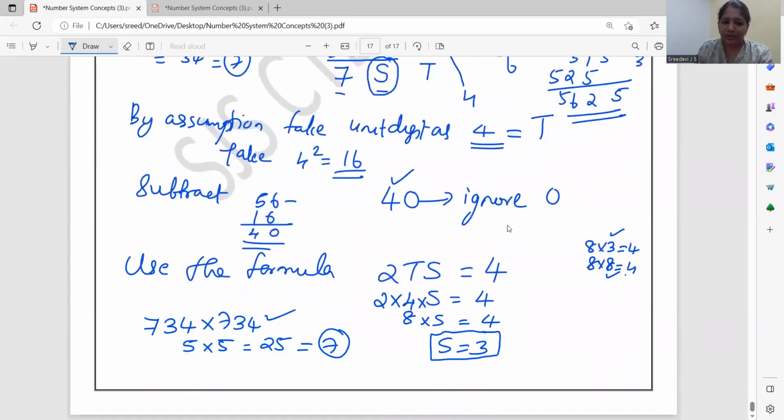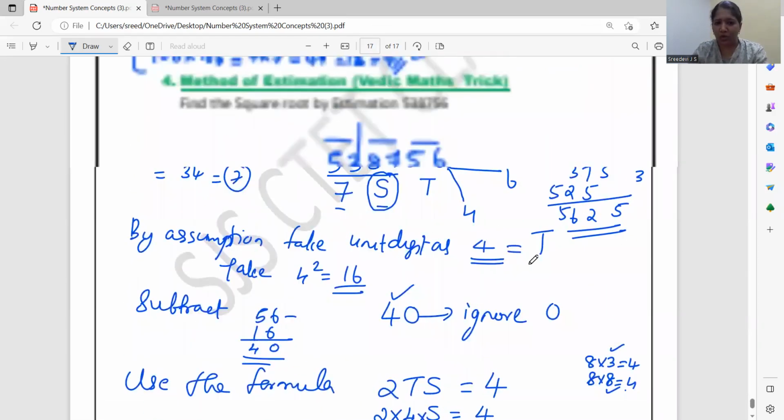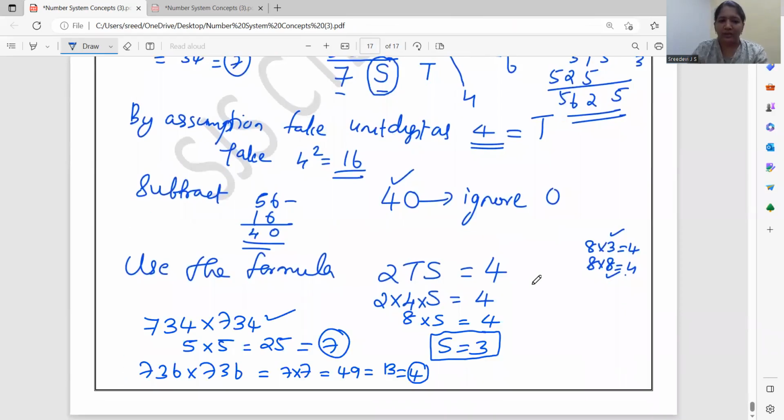Otherwise, see, 736 into 736. What digital root comes? 7 plus 3 plus 6 is 16, so 7. 7 into 7, 49 will come. 49 means the digital root will become 13, that is 4, right? So that is not matching with the question's digital root. So here the answer is 734.